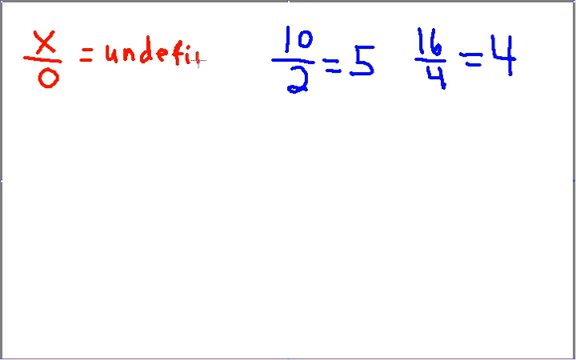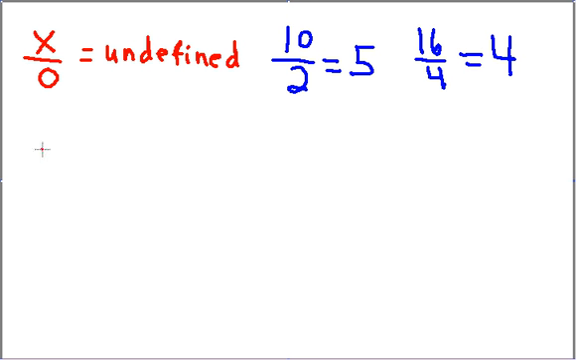x plus 0 always equals 0. x minus 0 always equals 0. Or excuse me, x plus 0 always equals x. x minus 0 always equals x. x times 0 always equals 0. But x divided by 0 is undefined. And once again, because there is no number times this denominator of 0 that'll give us this x.